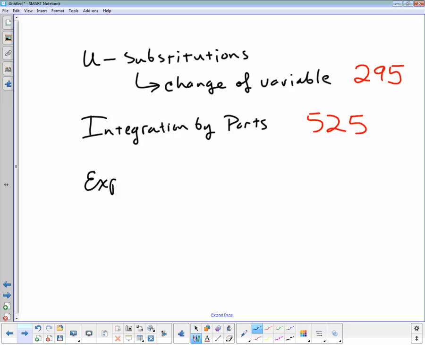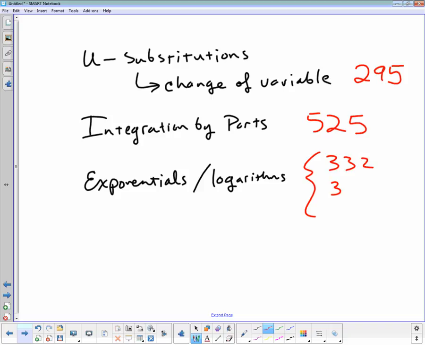Exponentials. I want to include logarithms in there. Those are covered over a pretty broad range. That's pages 332, 350, and 360. Those are the starting pages for the units in question. Those aren't the pages that are full of problems, but obviously the pages full of problems are at the end of those units.